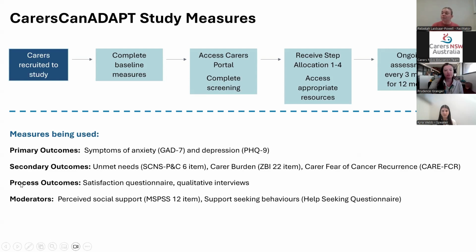We're also interested in looking at the process. So looking at outcomes like satisfaction with the program and the process of doing this kind of screening and stepped care allocation. And that'll be through a questionnaire and qualitative interviews. And then we also want to know, are there other things that are moderating or influencing a carer's outcomes over these assessment periods? So we think that perceived social support, the level of social support that a person might have, as well as their support-seeking behaviours. So we're measuring them, of course, to see if they are influencing outcomes.